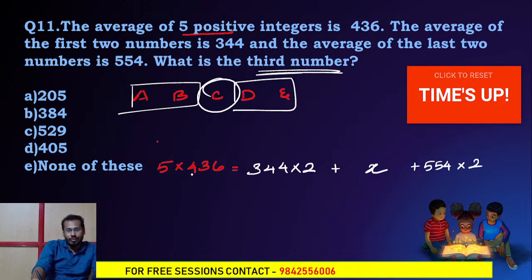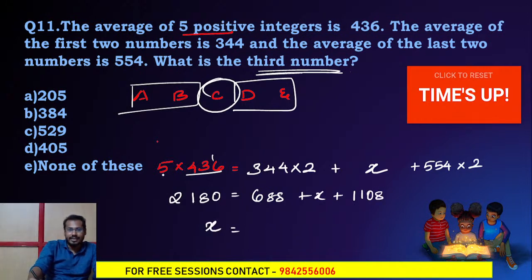So 436 into 5. Use the shortcuts and get the answer. Half of 4 is 2. 3 take 2. Previous number 2. Half of 2 is 1. Remainder 1. 16. 8. Add 1. 0. That's it. 344 into 2, 688, plus x, plus 1108. Correct? That's it. So find the x value. That's your answer. 384 is the right answer, Option B. Yes, very good. Let's move to the next question.